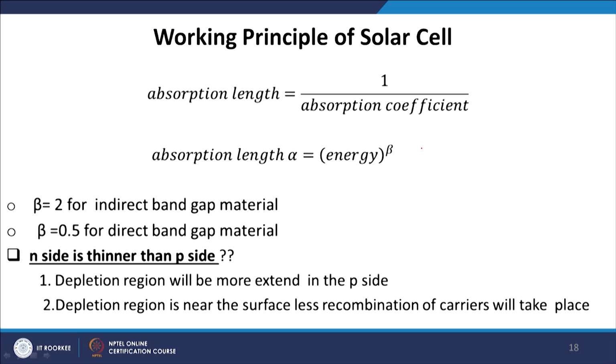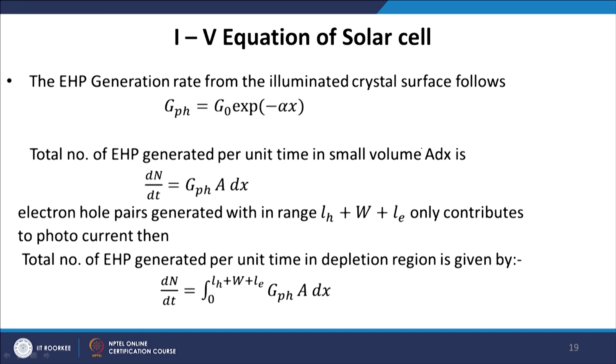Now, in the depletion region when it extends to the P side, the second part will be that the depletion region near the surface has less recombination of the charge carriers than the region far away from the surface. We can also find an expression for the charge carriers generated in a solar cell, which will eventually lead to the IV equation of a solar cell.